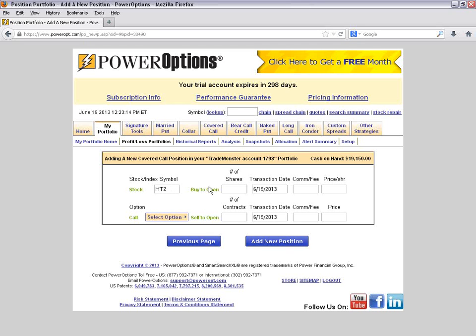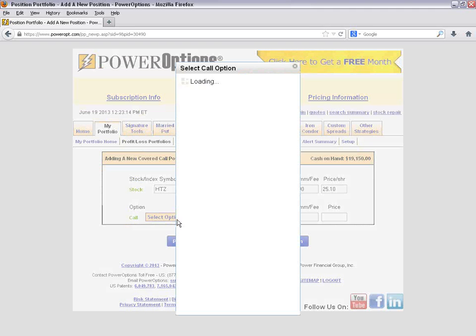So I'm going to put in HTZ, and let's just do 100 shares this time. Let's say we got in with a commission fee of $5. Let's keep it the same. And our price per share, let's just call it $25.10. And at the same time, on June 1st, we sold the June 25 call.